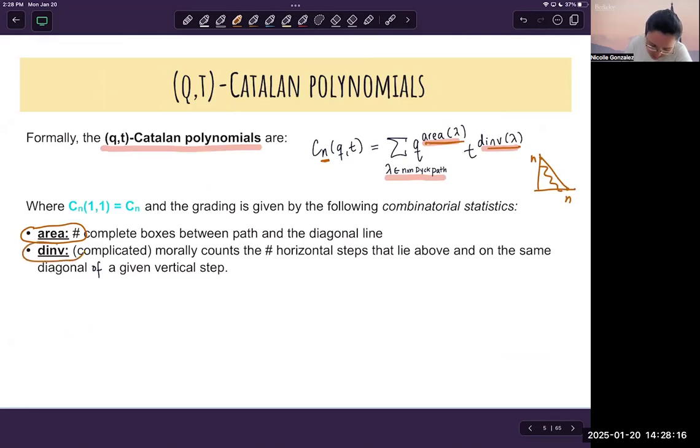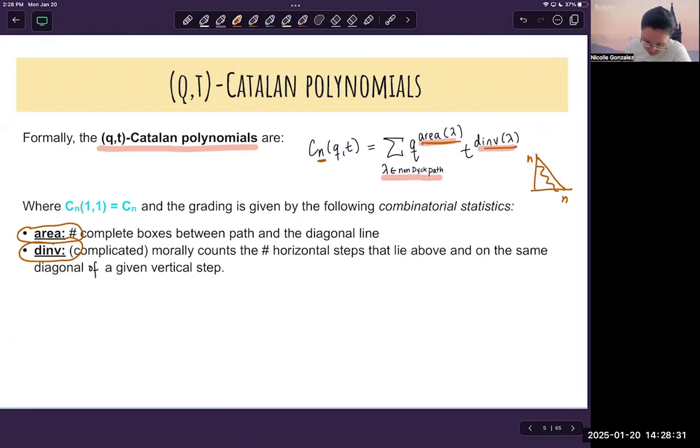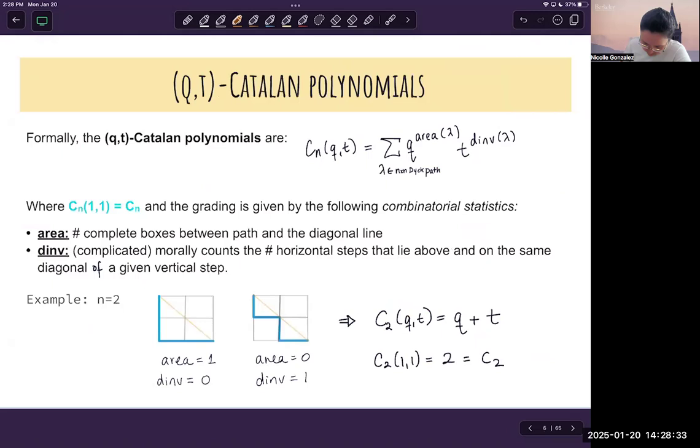The dinv is a bit more complicated. And what it morally counts, and I'll do this in an example here, is the number of horizontal steps that lie above and on the same diagonal as a given vertical step. So just bear with me here. For example, here we have n equals 2. These are the only two paths that you can draw whose endpoints are 2 and 2, right?